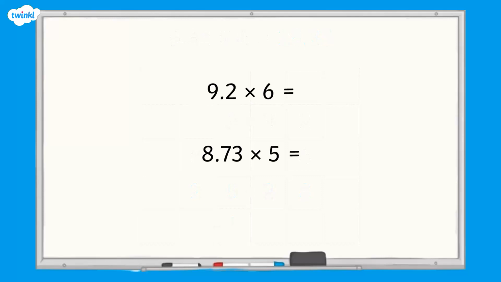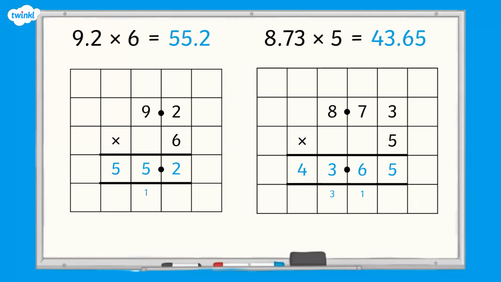Find the answers to these calculations. Remember to line up the decimal points and regroup if you need to. Pause here to find the answers. How did you get on? Check your answers and pause again to take a closer look if you made any mistakes. 9.2 multiplied by 6 equals 55.2, and 8.73 multiplied by 5 equals 43.65.